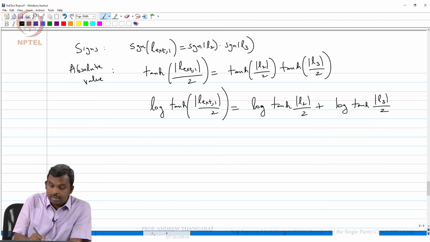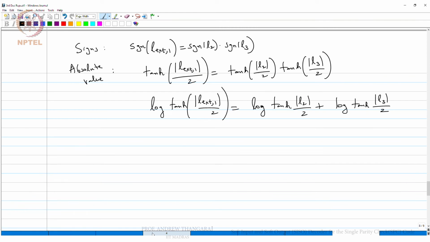So at this point, we're going to define a function f which conveniently captures this log tanh. You see this log tanh of the quantity by 2 is occurring again and again. So it's good to define a function f which captures this log tanh. So let's do that. For x greater than 0, we're going to define f of x as absolute value of log tanh of absolute value of x by 2. Okay, so this is the definition.